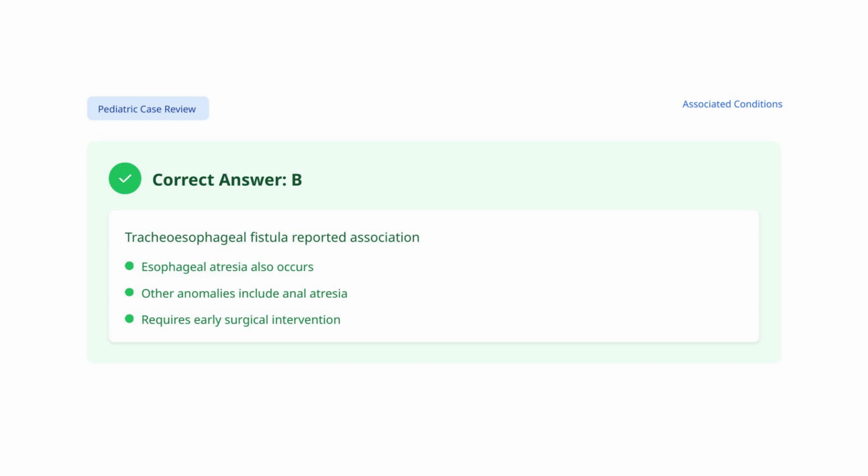Tracheoesophageal fistula represents a reported association with Goldenhar syndrome. Esophageal atresia also occurs in some patients. Other gastrointestinal anomalies include anal atresia. These conditions require prompt recognition and early surgical intervention to prevent serious complications such as aspiration pneumonia.